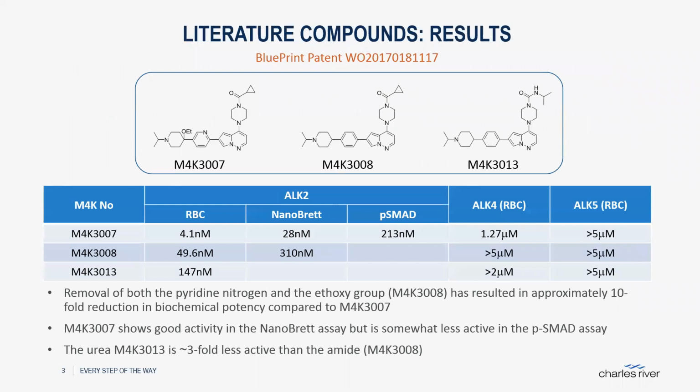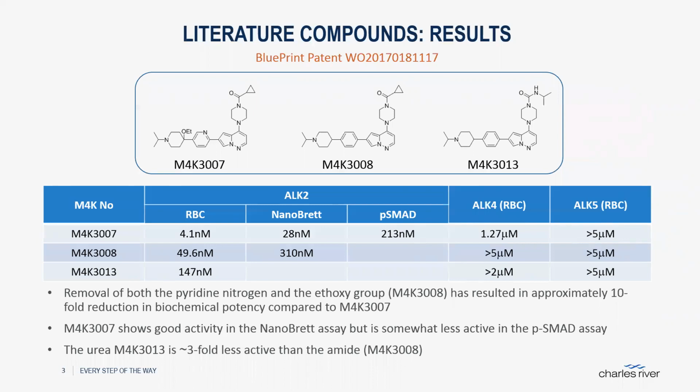So this is just a reminder of the blueprint compounds. 3007 is the most potent of the compounds that we selected. 3008 doesn't have either the pyridine nitrogen or the ethoxy group on the piperidine, and is about tenfold less active. And then replacing the cyclopropylamide by the urea has resulted in another threefold drop in potency.